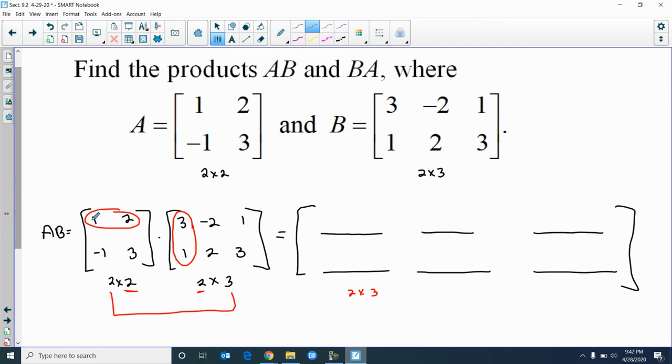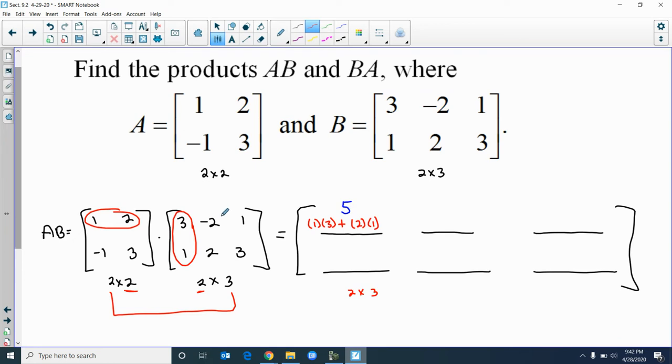Now here's how you multiply. You take the first term times the first term. So we take 1 times 3, and now we always add, and then you go across the row and down the column. So you go over to the 2 times a 1. So multiply 2 times 1. Then we add those together. What do we end up getting for that spot? We get 3 plus 2. We get 5. That's going to be the final answer for there.